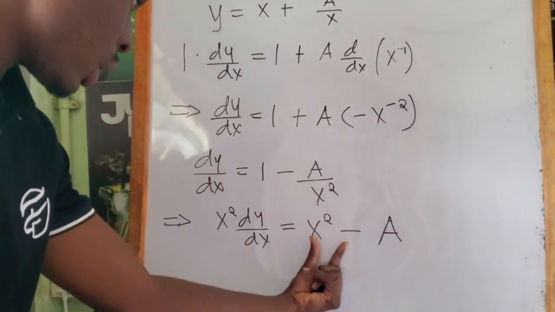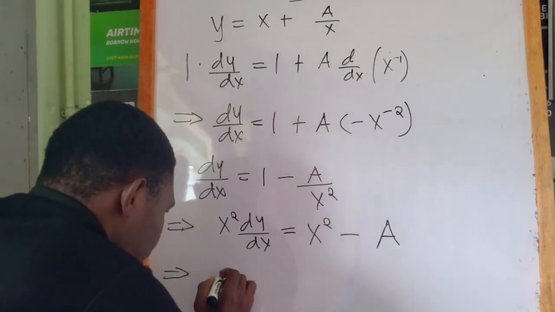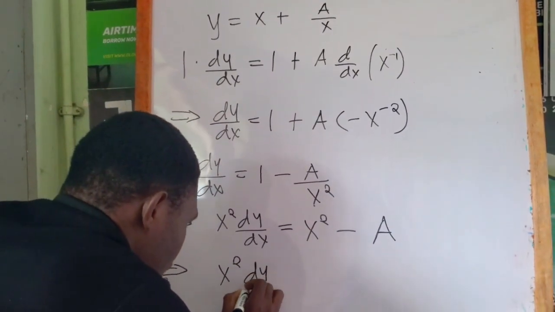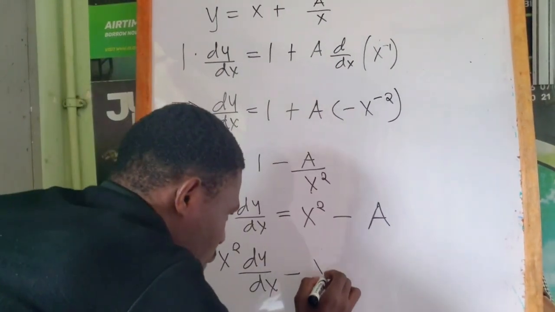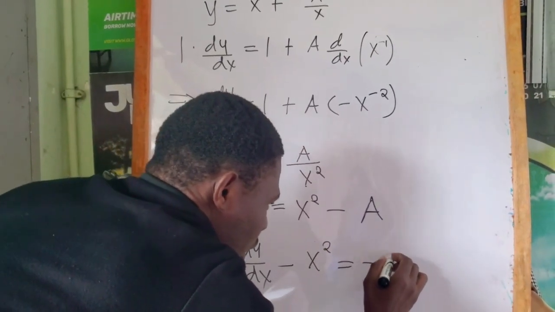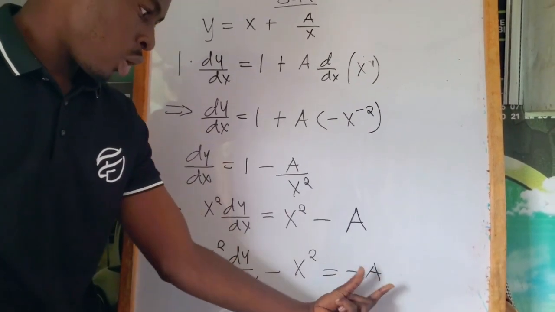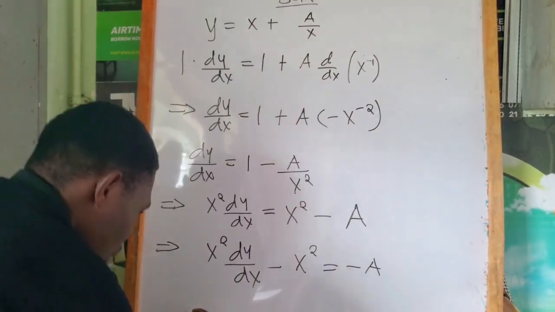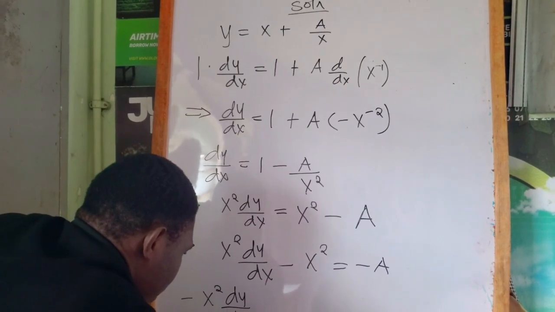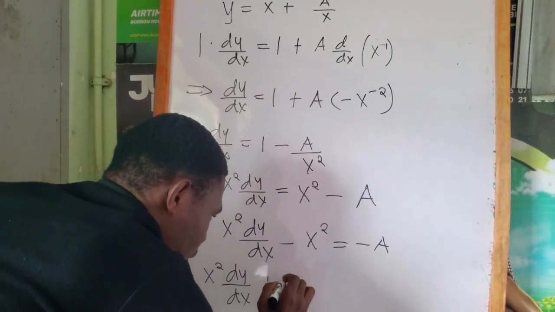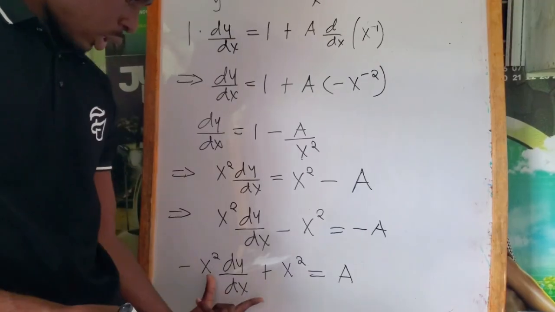All right, so let us take x squared to the other side. In doing so, this implies that x squared dy/dx minus x squared, because x squared is crossing the equality sign, is equal to minus a. Now let us get rid of this negative. What do we do? We multiply -1 to each term. If we do that, we have minus x squared dy/dx plus x squared is equal to a.